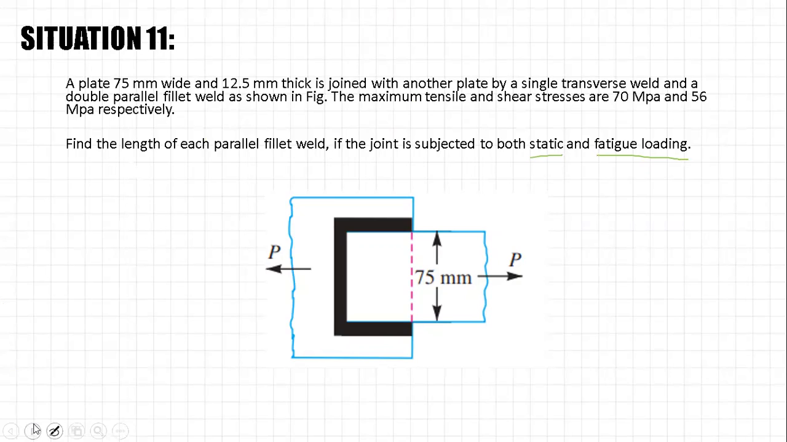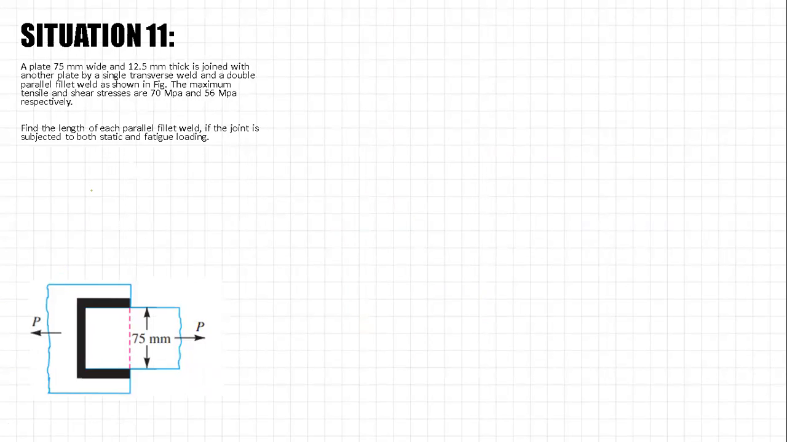So let's proceed to the next slide. I enlarged our sample problem so we have more space to solve. What do we do when we solve a problem? Of course, we state the given values. So for our given values, we have the width of 75 mm and our thickness is 12.5 mm. Our tensile stress, denoted as sigma sub t, is 70 MPa, and our shear stress, our symbol is tau, is equal to 56 MPa.